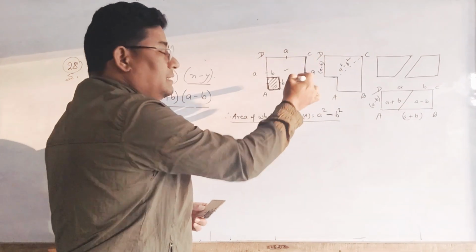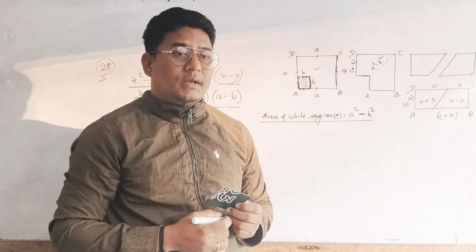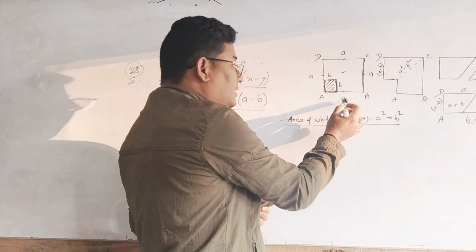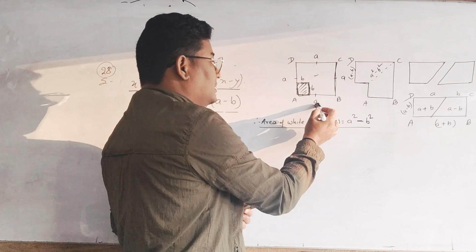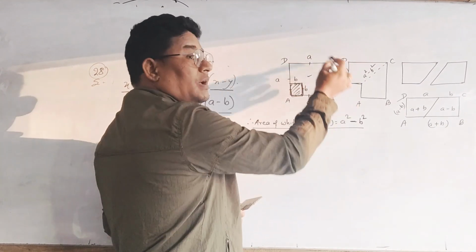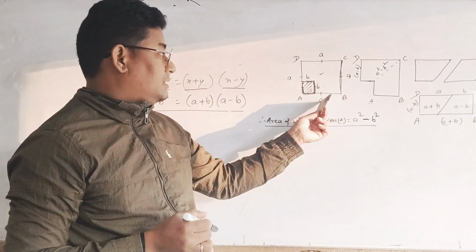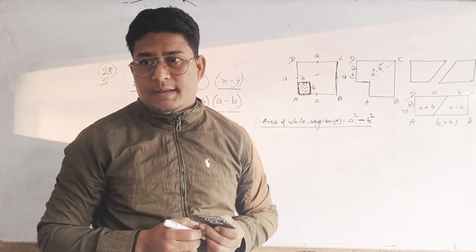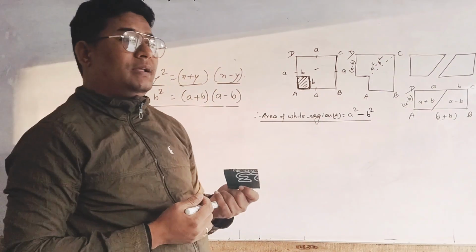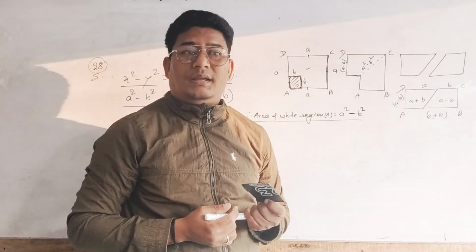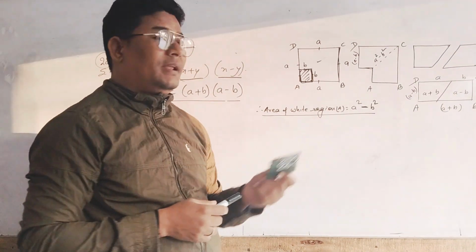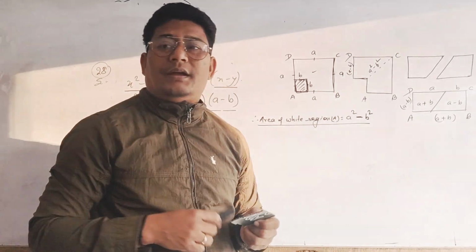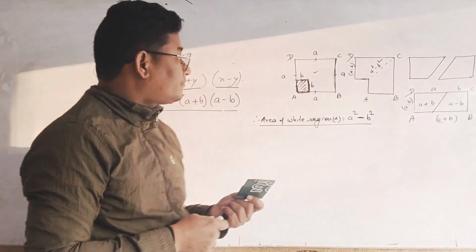ABCD is a square figure. A square means all sides are equal. If the length of one side is A, this is equal to all sides. If this is A, this is also A, this is also A, this is also A. Clear? And the area of a square is L square. The area of a square is A square. I have written A here, that's why A square should be here. If I had written L, it should have L square.